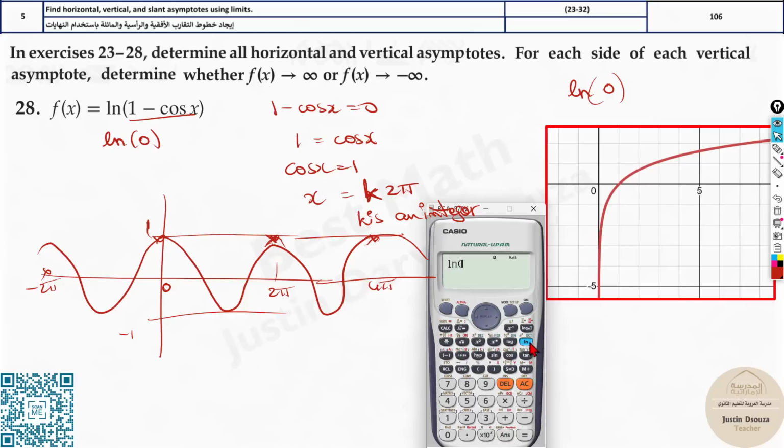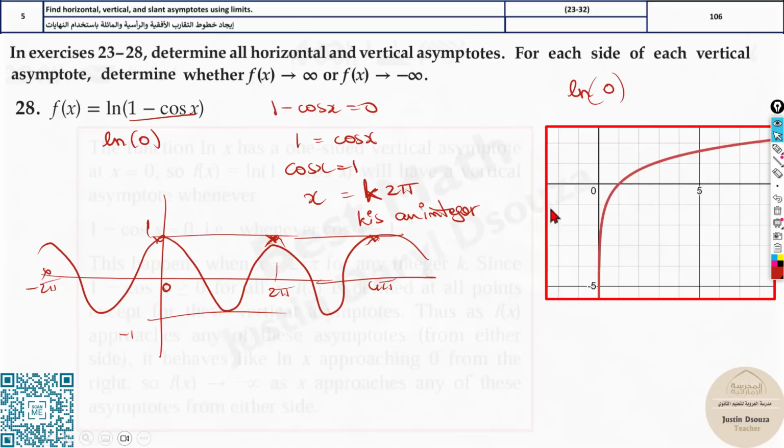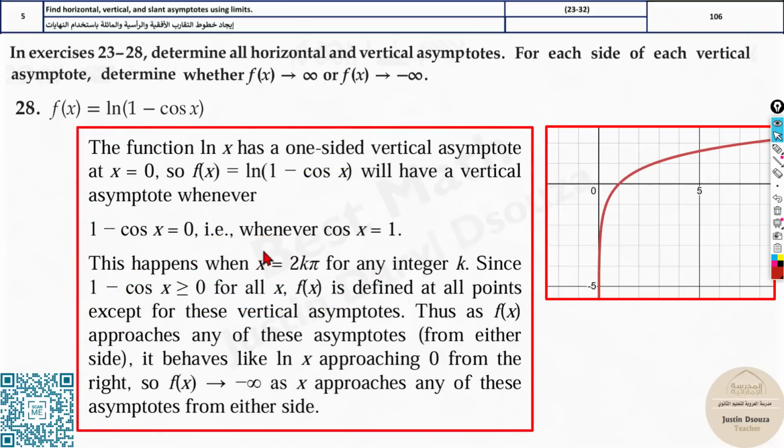Let's put in the given question. It's ln of 1 minus cosine x. Close the bracket for cosine, and now close the bracket for natural logarithm. And let's calculate at some values. Let me just change the value. See, it's just varying. There is literally no asymptote. It just varies. Now if you change it to minus infinity, you can see it just varies again. So there is only a vertical asymptote.